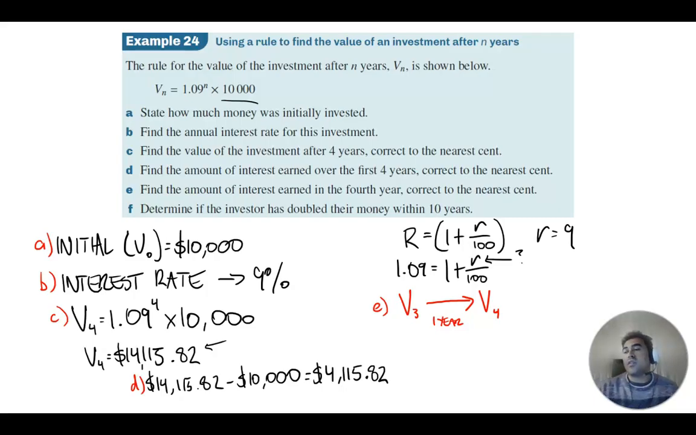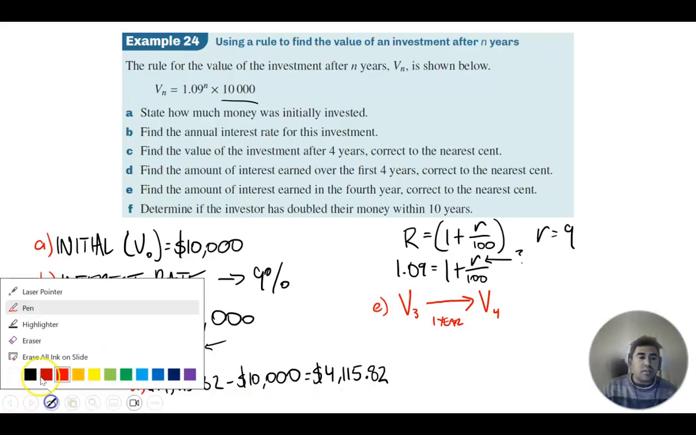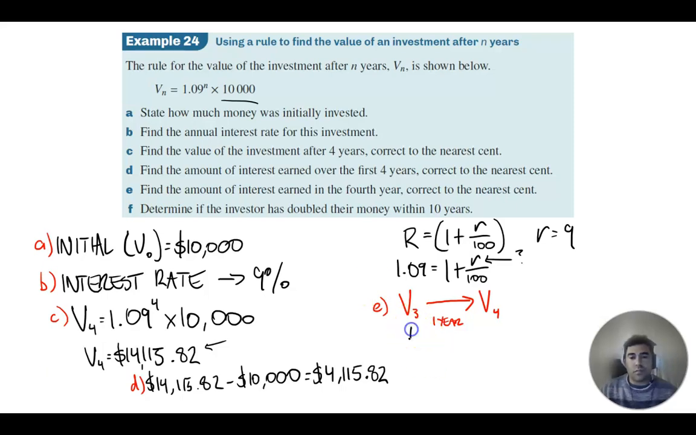So when done correctly, my phone just keeps rocking with my solutions. Here we go. When you find V3, so this is 1.09 to the power 3 times 10,000, you will get 12950.29. Now we already know what V4 is. We found this out. So we're going to find the difference between V4 and V3.